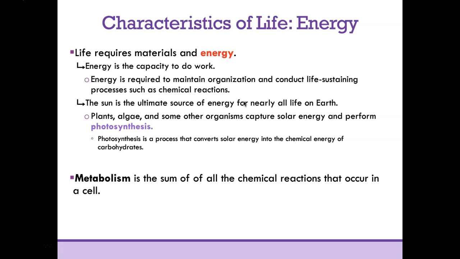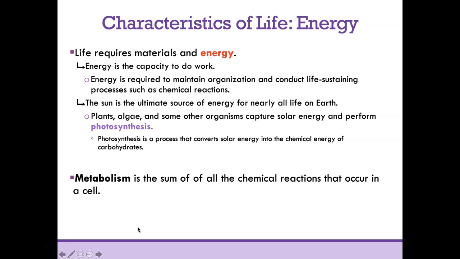And the sun is the ultimate source of energy for nearly all life on Earth. And we'll talk a lot more about this, of course, but plants, algae, and some bacteria capture energy from the sun and can actually make their own chemical energy. They don't need to eat food. So photosynthesis is a process that converts energy from the sun into chemical energy of carbohydrates. Animals, like humans, have to eat carbohydrates to get energy.